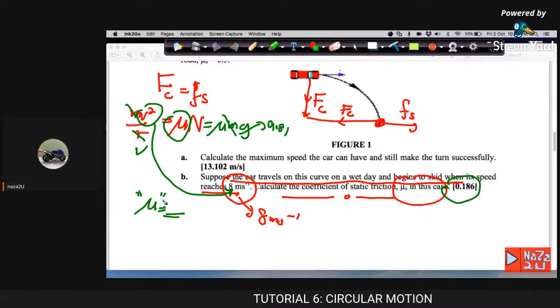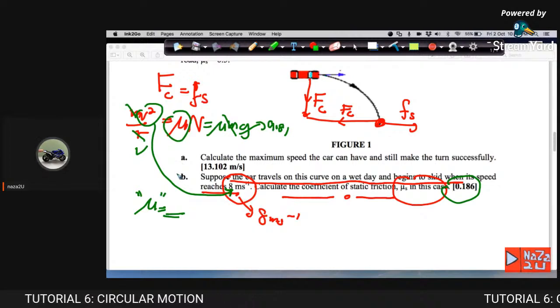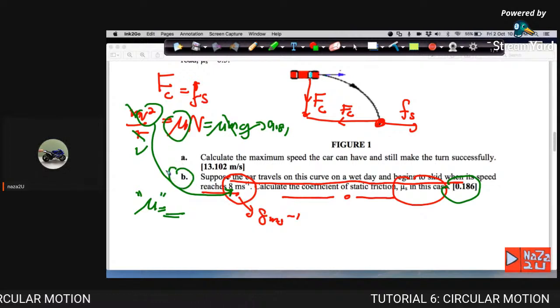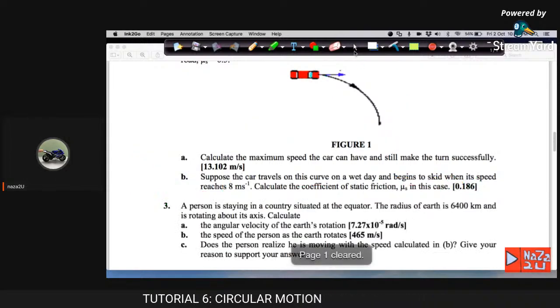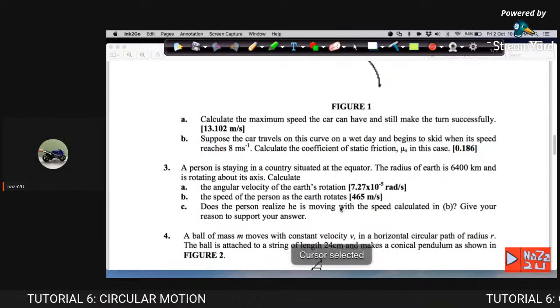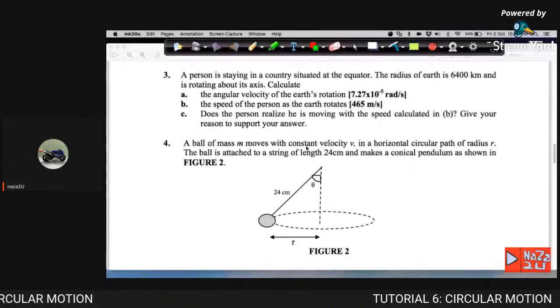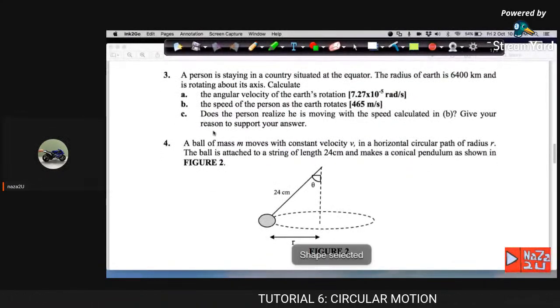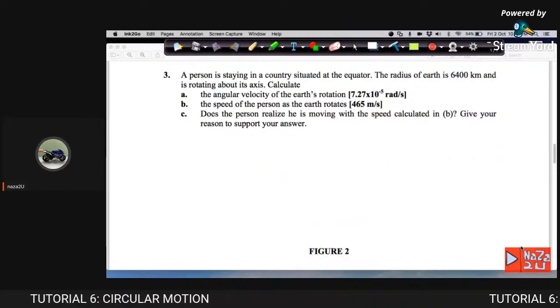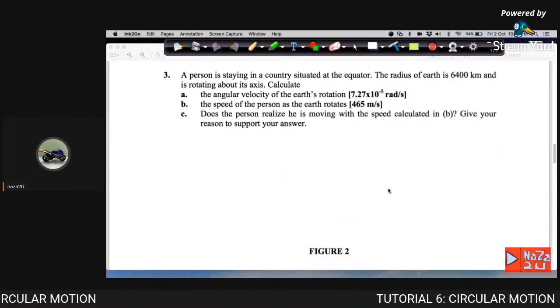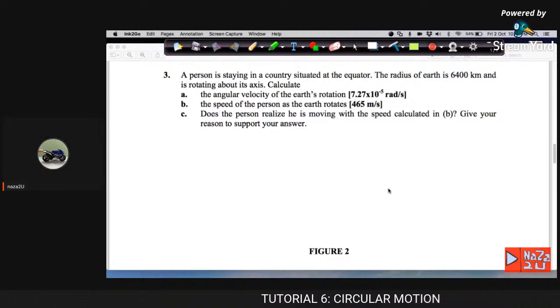Ini saya bagi cadangan di mana kamu boleh dapatkan penyelesaian untuk question number B. Okay class, we continue to the question number 3. Okay, question number 3. A person is staying at in a country situated at the equator.